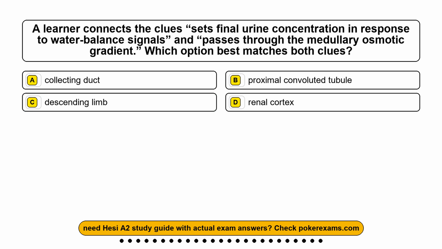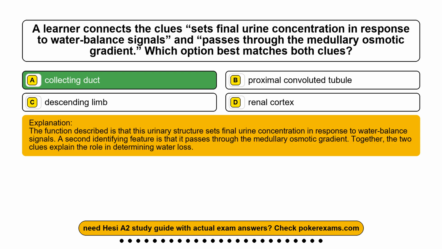Question 11. A learner connects the clues: sets final urine concentration in response to water-balance signals, and passes through the medullary osmotic gradient. Which option best matches both clues? Option A, collecting duct. Option B, proximal convoluted tubule. Option C, descending limb. Option D, renal cortex. The correct answer is option A, collecting duct.